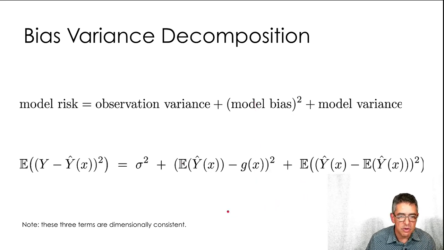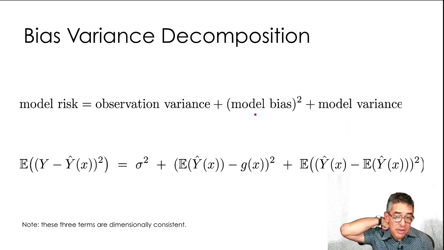Now, it's important to observe that these 3 terms are dimensionally consistent, meaning they have consistent units. You may think that there's something funky going on here because this is a square and these are not squared, but think about it for a second. Variances are quadratic functions, right? Whatever the units of y the observations are, let's say feet, this would have units of feet, and therefore this would have units of feet squared. The units of the model risk would be feet squared. And variance has units of the noise, which would have to have the same unit. So variance has units also of feet squared. Model variance would also have units of feet squared. Model bias has units of the model prediction.